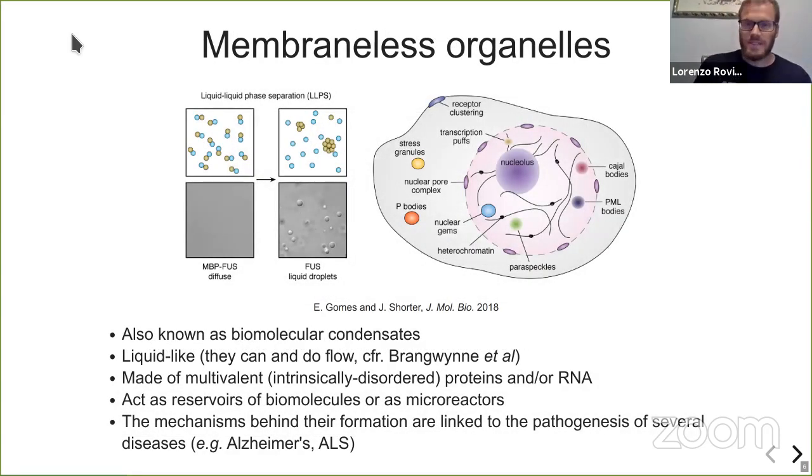So these droplets have been named membraneless organelles because they don't have a membrane. They are directly in contact with the cytoplasm, or with the rest of the cell if they are not in the nucleus. They are also known as biomolecular condensates. Those two terms are essentially interchangeable. And you have here an in vitro example.